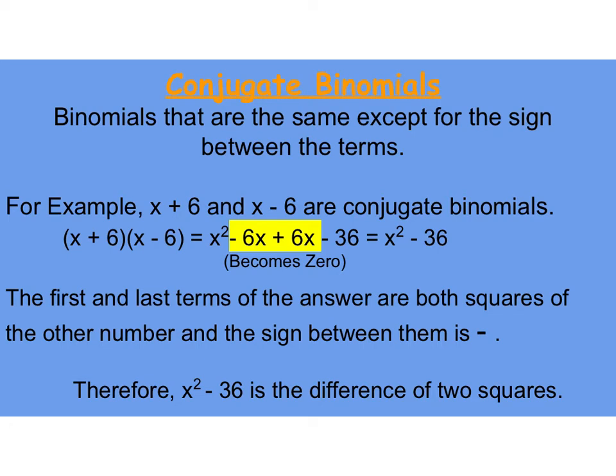When you have binomials that are the same except for the sign between the terms, the plus and the minus, we call those conjugate binomials. When we multiply those two factors, the middle term becomes 0. Therefore, that causes a difference of two squares. And we're just going to go in reverse today.